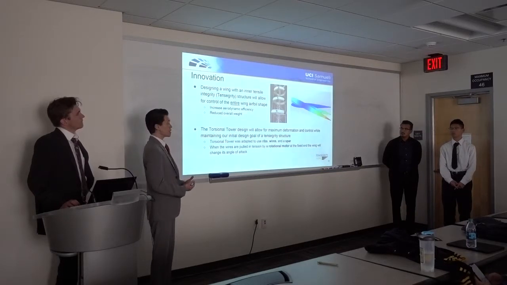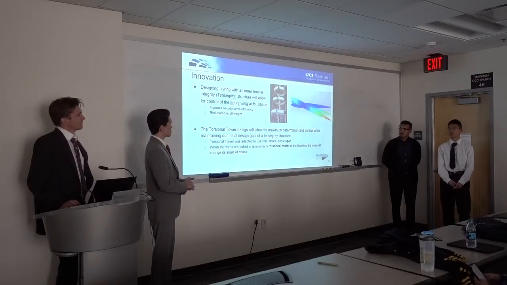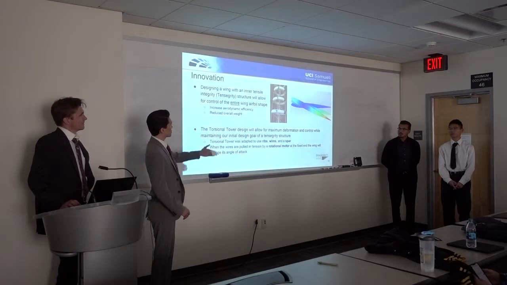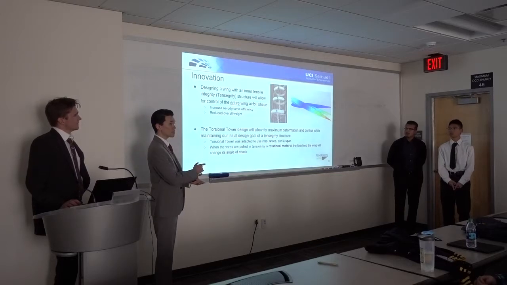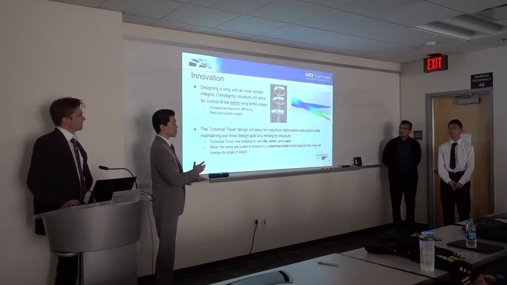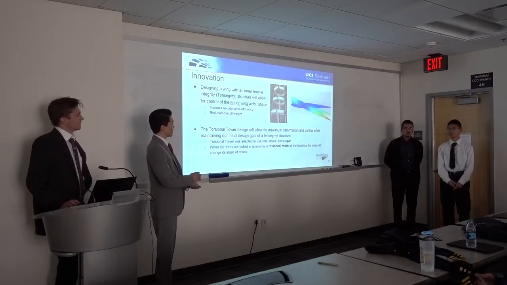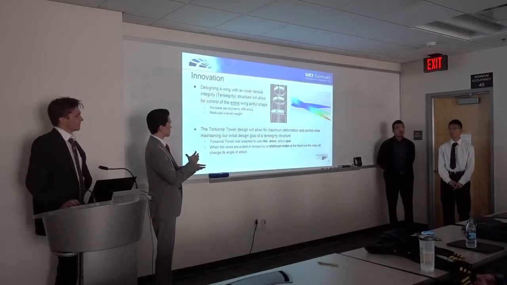So what we want to do is get a tensegrity structure inside the wing. We believe this will improve aerodynamic efficiency and also reduce the overall weight. We accomplish this by taking a torsional tower design, which is the image on the left, and modifying it for use with our wing. We replaced the large white rings with our ribs, and the rest of the structure stays relatively the same. When we apply tension to the wires that run throughout the ribs, using a rotational motor at the fixed end, this will cause the ribs to twist and deform the airfoil.